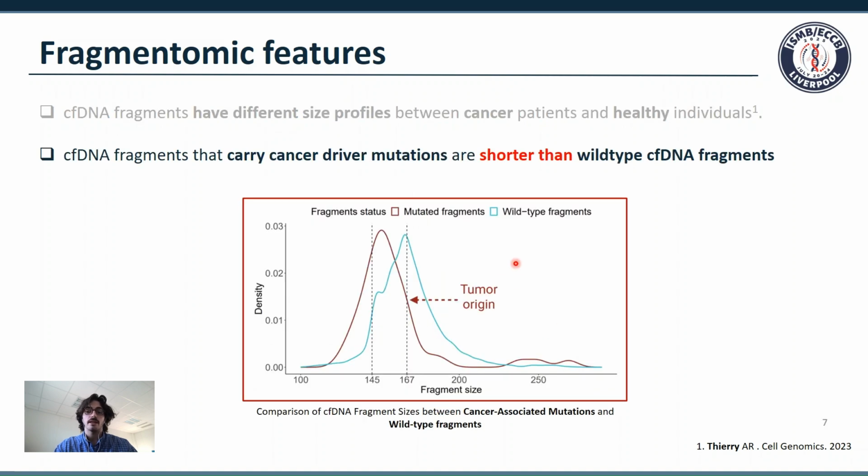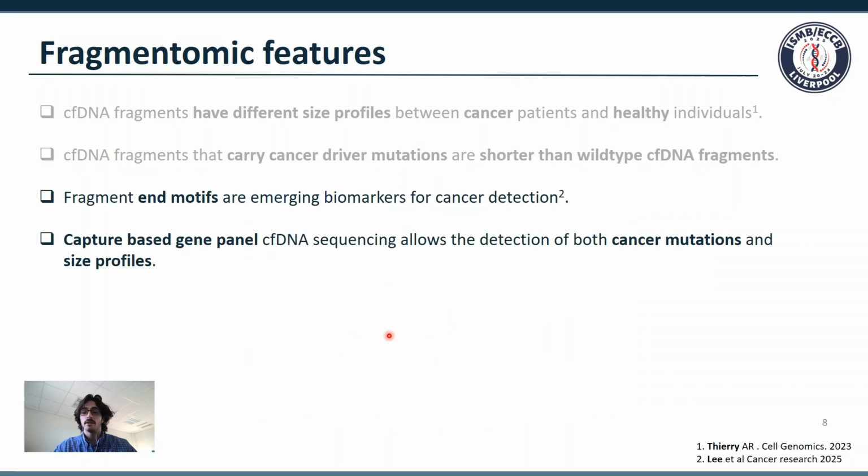We have also shown that cell-free DNA fragments carrying cancer-driving mutations are typically shorter than their wild-type counterparts, as you can see here, where we compared the size of fragments bearing tumor mutations versus wild-type fragments in a pool of samples from Gustave Roussy Hospital. Finally, studies have revealed that fragment end motifs are emerging as powerful biomarkers for cancer detection.